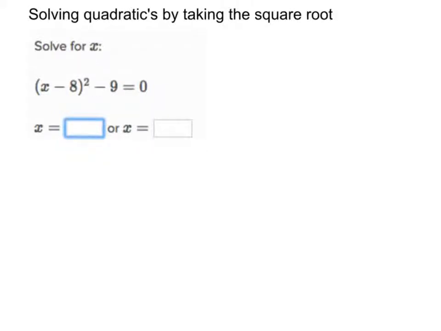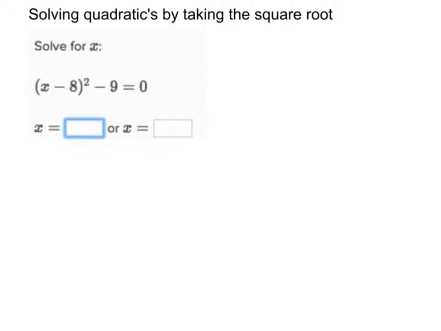Okay, so this is a video on solving quadratics by taking the square root. If you search that exactly in Khan Academy, you'll come up with problems similar to the two that we're going to work in this video. Now what we're trying to do is solve quadratic equations similar to this one. The goal is to get x by itself, but since this is a second degree polynomial, we're probably going to have two answers.